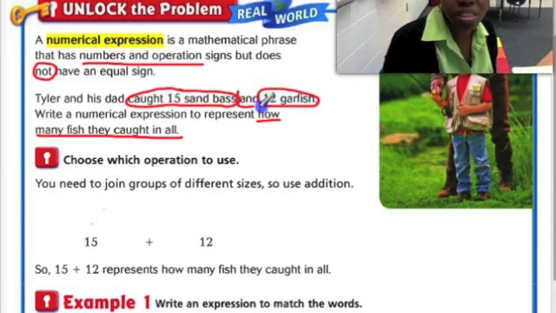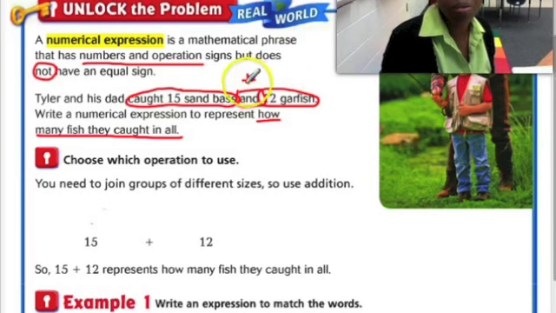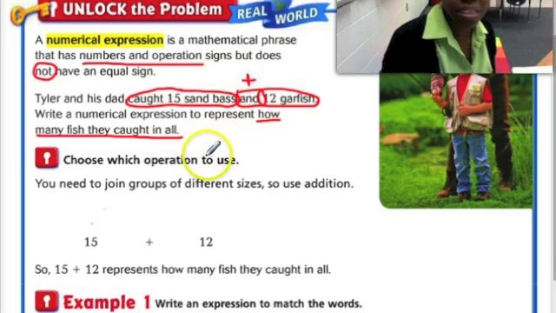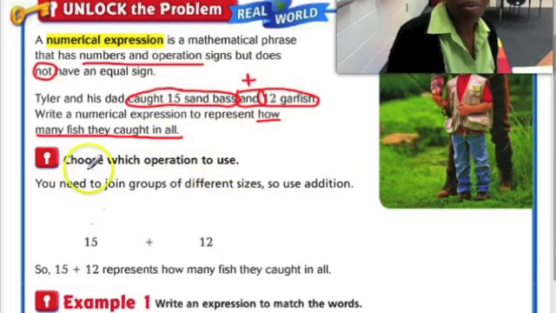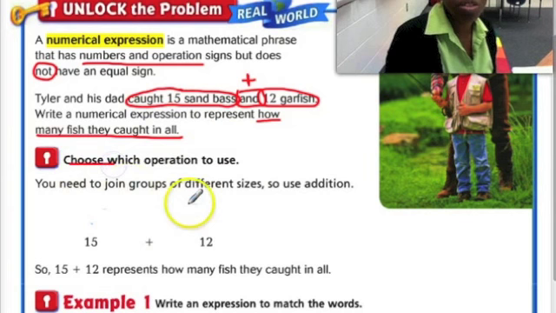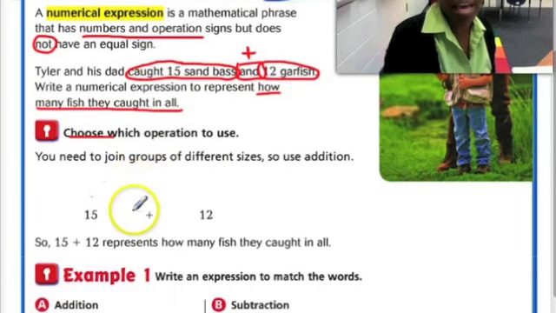What's important is this word and. 15 sand bass and 12 garfish. So this lets me know that I'm going to put those together. I'm going to join them together to add them together. So that's how I know what operation I should choose. Okay, so I'm going to join groups of different sizes. So I'm going to add.